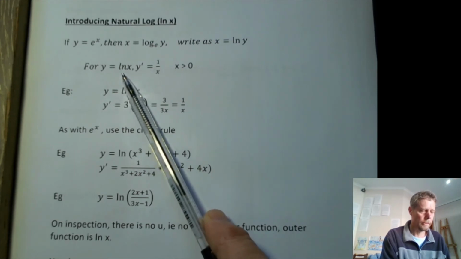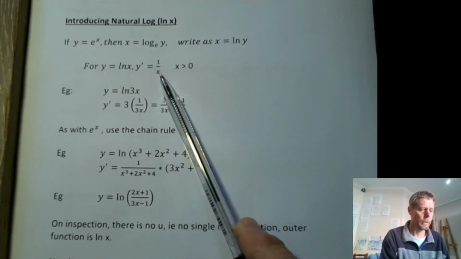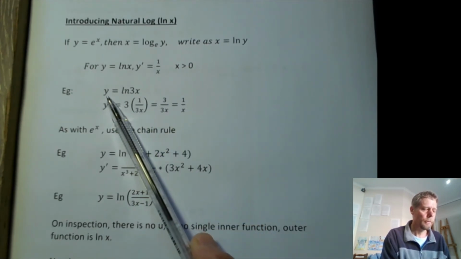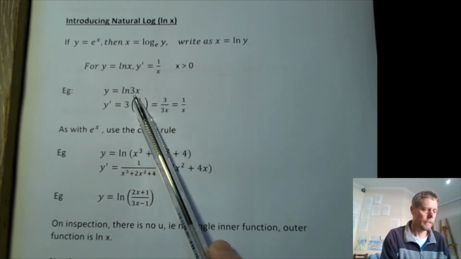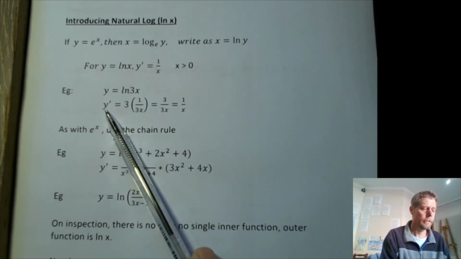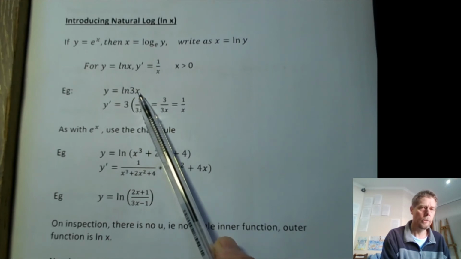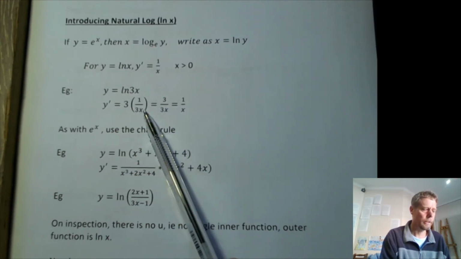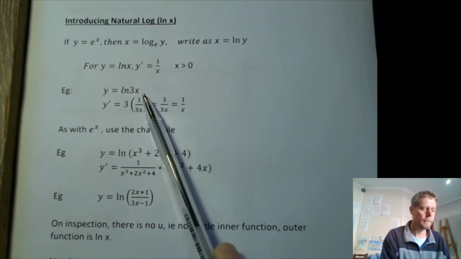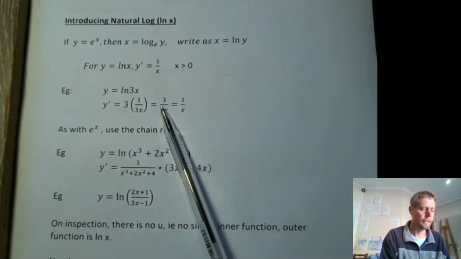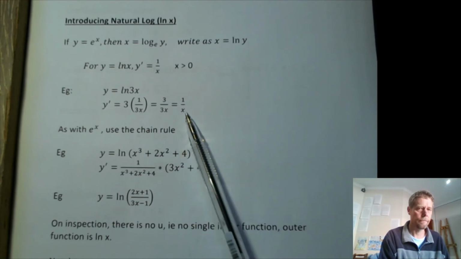Yeah, the differential of ln x is equal to 1 over x. So for example, if we have y equals ln 3x, then y dash, let's differentiate. So we have a u in the middle there. We have 3x is u. So the ln of u becomes 1 over u, which is 1 over 3x, times the differential of the 3x, which is simply 3. And then the 3's can cancel, and you're left with 1 over x.